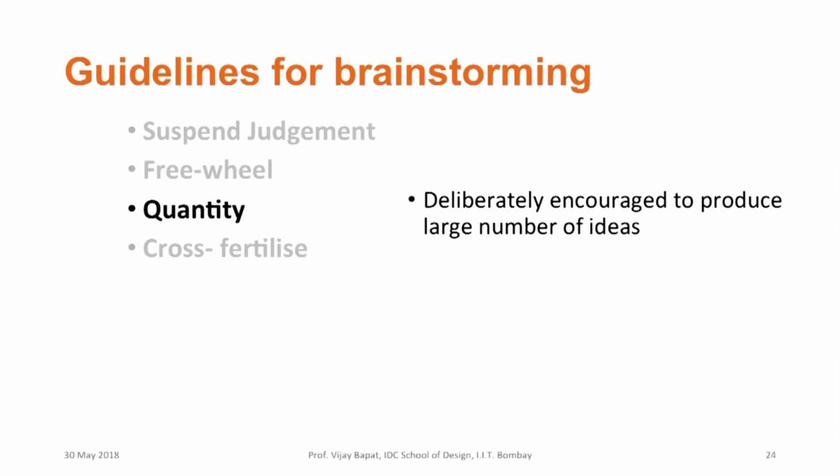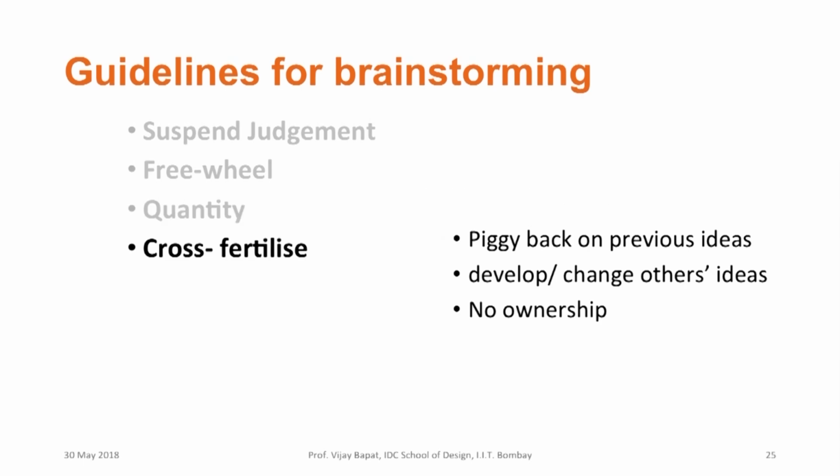Keep a goal, like Edison, no? 50 ideas in 10 minutes, possible. Cross-fertilize, there is no ownership. She is throwing some idea, I can twist it, I can modify that, I can minify, magnify, SCAMPER techniques. Improve that idea and present it as mine. Of course, there is no ownership. But I'm allowed to do piggybacking. I'm allowed to modify others' ideas.